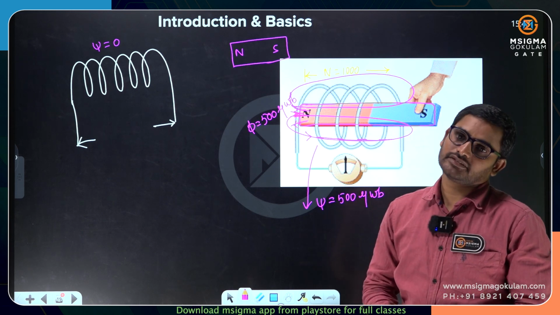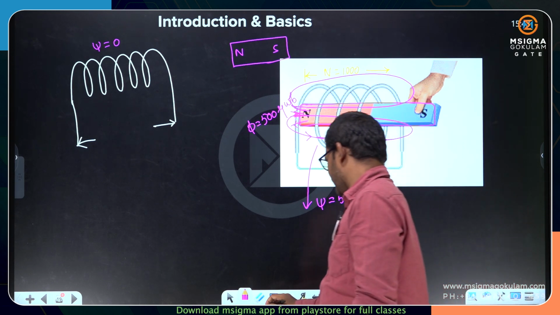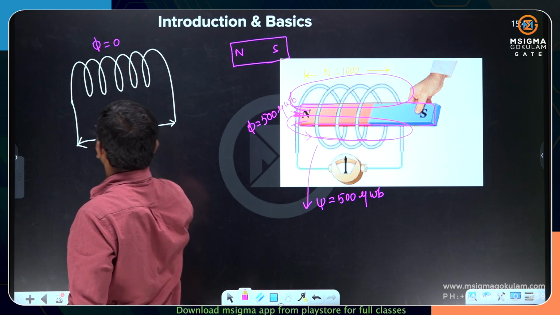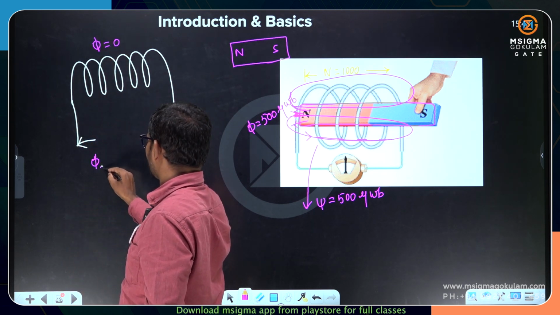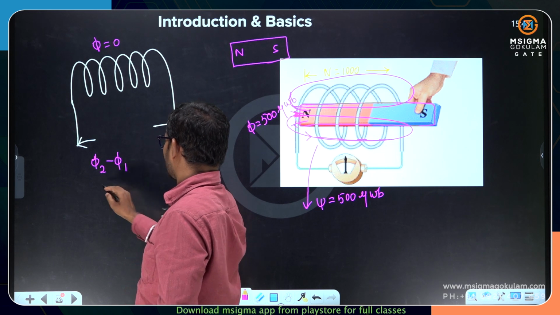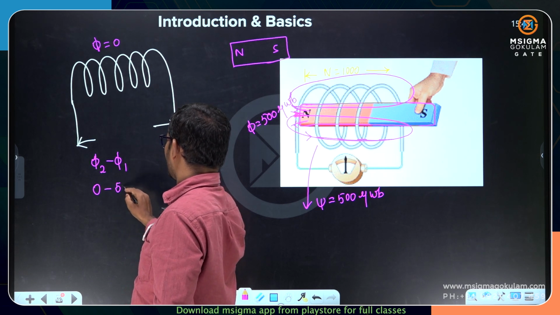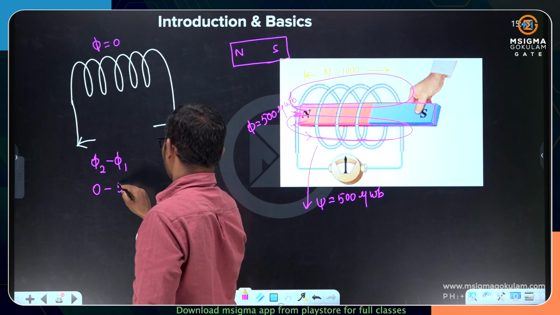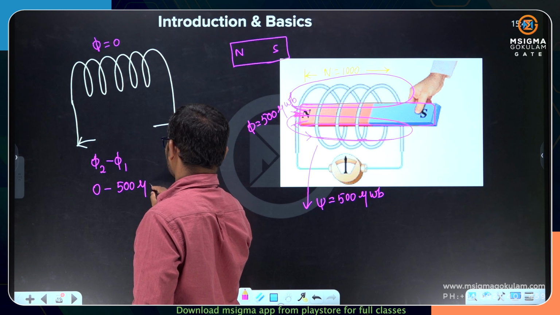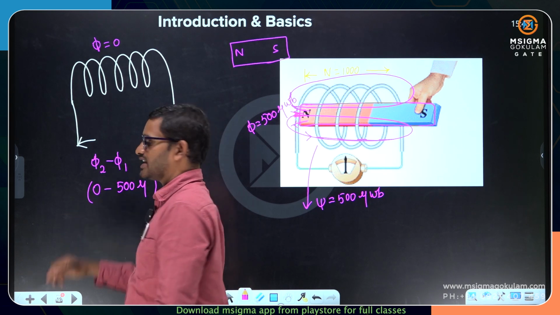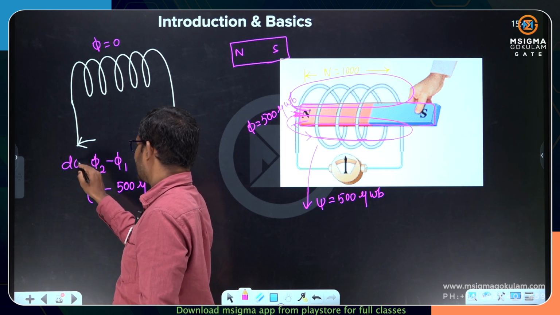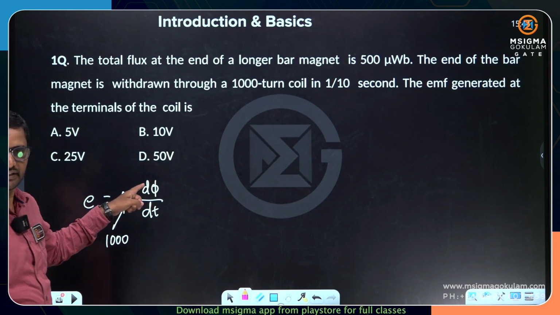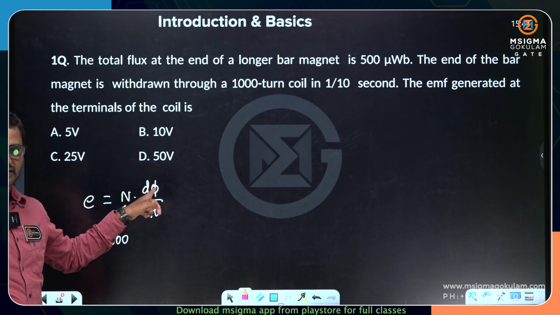Now I can take up the change in flux lines. Let me take just phi only. The change in flux is going to be phi 2 minus phi 1. Phi 2 is 0, phi 1 is 500 microwebers. So this is my change in flux, we can write it as d phi. In the formula we have d phi by dt, so the d phi information I have got.